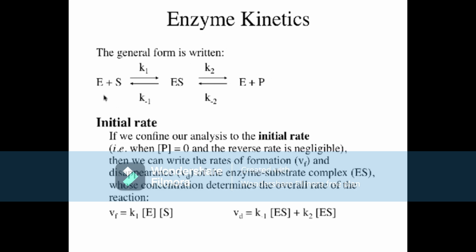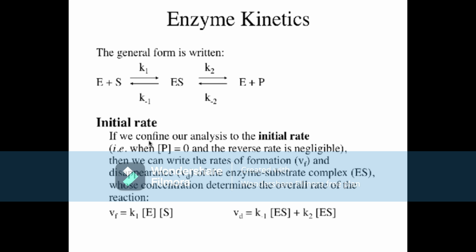So let's imagine a very simple reaction. We have an enzyme binding substrate, forming the enzyme substrate complex, and then it's going to be converted to product and released. We could actually come up with enzyme product goes to enzyme plus product and have another K3 and K minus 3, but we're trying to keep things as simple as possible, okay? So we imagine that the reaction goes like this, okay? And we can make it even simpler if we confine our analysis to the initial rate when there's no product.